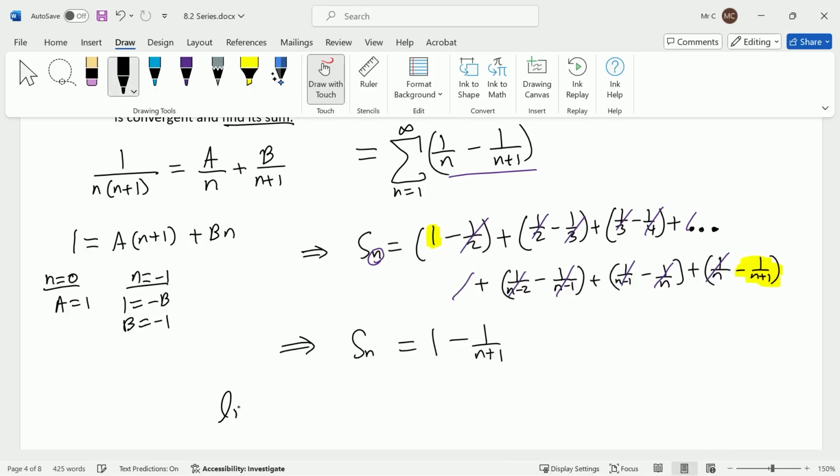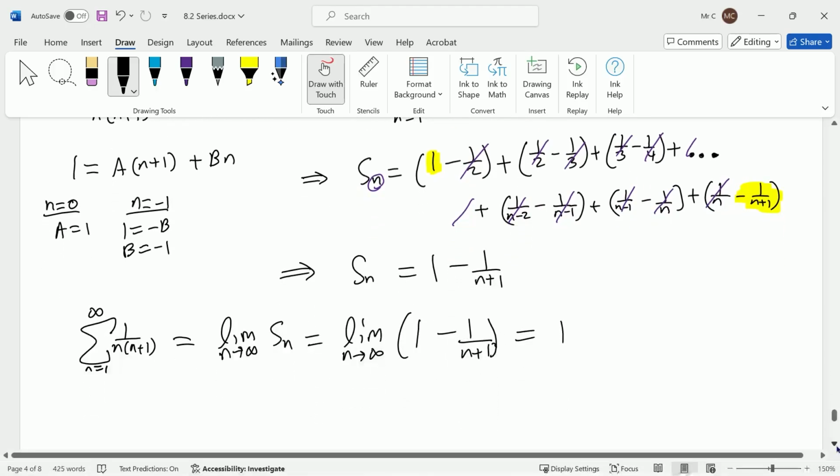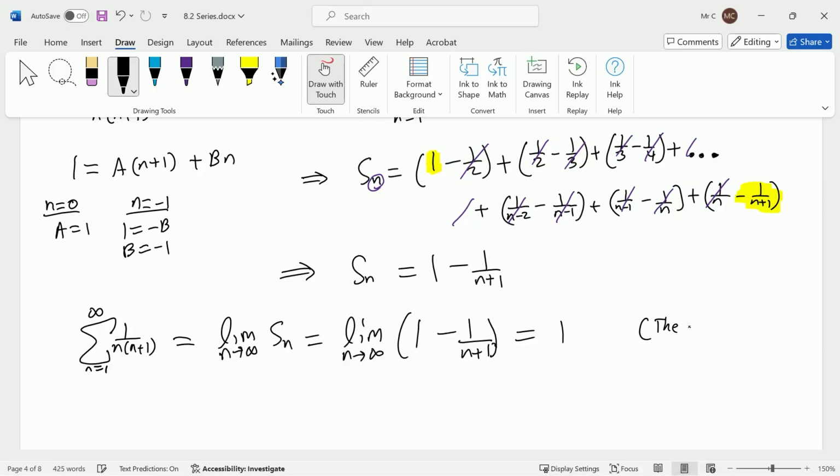So now I'll take the limit, because my series of terms, 1 over n times n plus 1, from n equals 1 to infinity, is by definition the limit of the partial sums. So that's the limit as n goes to infinity of 1 minus 1 over n plus 1. And that second term goes to 0, so that limit is just 1. So of course that means the series converges, and we also know the value of its sum.